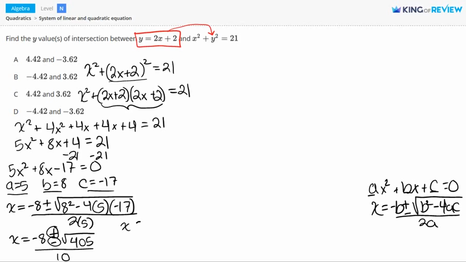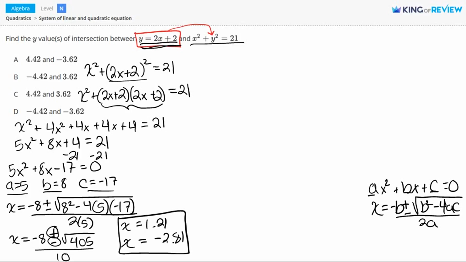We get x equals 1.21, and we get x is equal to negative 2.81. So these are the x values. These represent the x-coordinates of the points of intersection. Now we want to find the y-coordinates. So to do this, we can plug in each of these x values into either one of these two equations and solve for y. I'm going to choose this first equation.